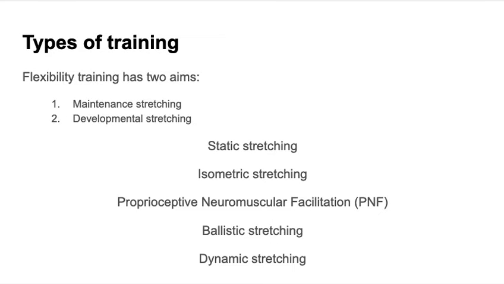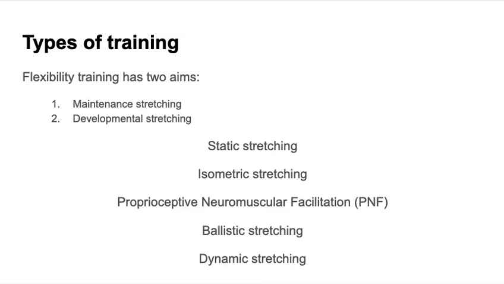With the types of training, we need to focus on what flexibility training is all about. There are two kinds: maintenance stretching, which we would generally do during a warm-up. In a warm-up, we're not trying to increase our overall flexibility, we're trying to get ourselves up to our current ceiling of flexibility. Developmental stretching is more of a longer-term aim, where we're doing a stretch training session. We hold the stretches a little bit longer, and the aim of that session is to increase our overall flexibility.